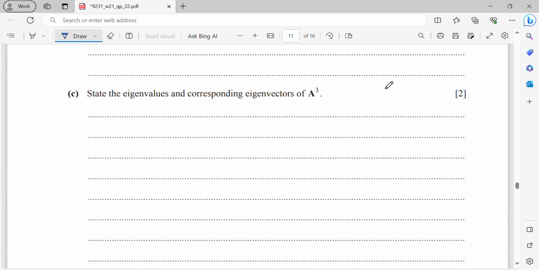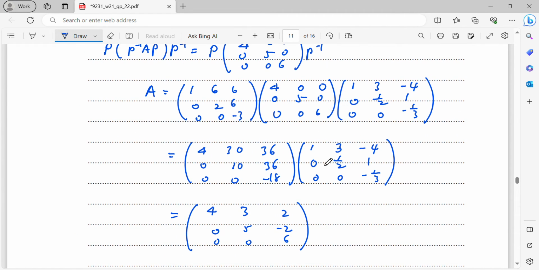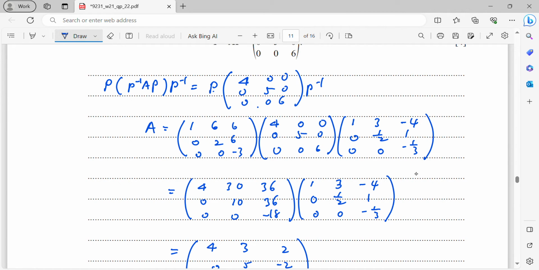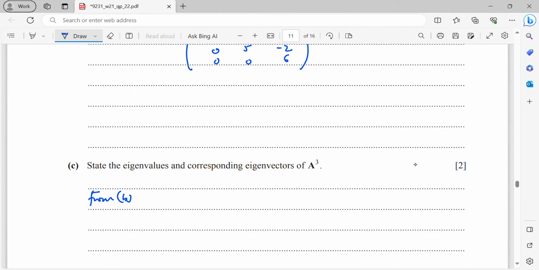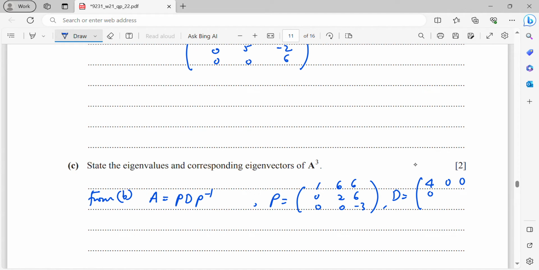Now, state the eigenvalues and corresponding eigenvectors of A cube. So now from part B, we found the A. Okay, this A is basically P D P inverse. Right, that means the P is 1 6 6, 0 2 6, 0 0 negative 3. And then the D is 4 0 0, 0 5 0, 0 0 6. All this from previous questions.